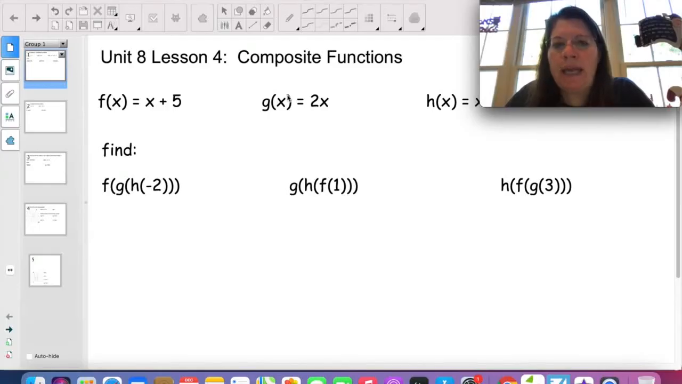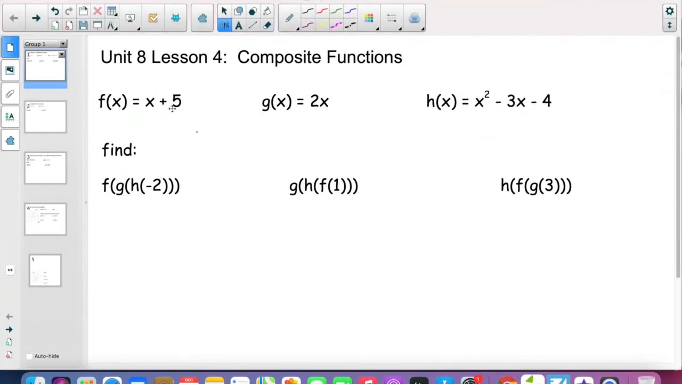This is Unit 8, Lesson 4, and today we're going to study composite functions. We're going to start with a little bit of review, then we're going to talk about composite functions and how they relate to a graph. f(x) = x + 5, g(x) = 2x, and h(x) = x² - 3x - 4.